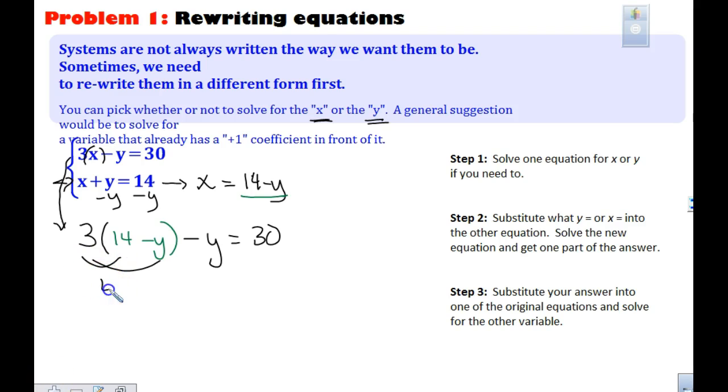Using our distributive property, 42 minus 3y minus y equals 30, as I looked at that, okay? There's calculators up in front if you need one. Next thing we are taking a look at in this problem, Jordan, is that we have a negative 3y and a negative y. Those are my like terms on the same side of the equal sign. So 42 minus what? What are our like terms going to be?